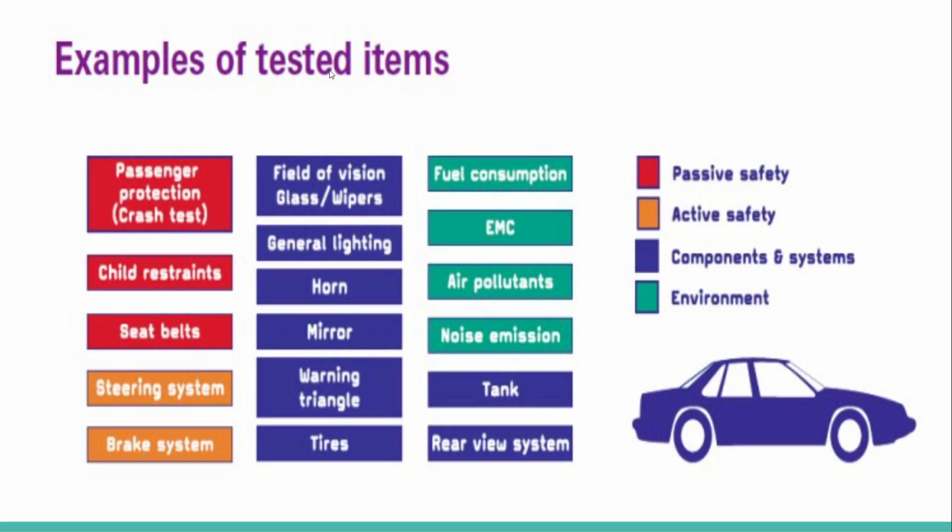Example of tested items: passenger protection, child restraints, seat belt. These are the passive safeties. Steering system, brake system. These are the active safeties. These are the must.